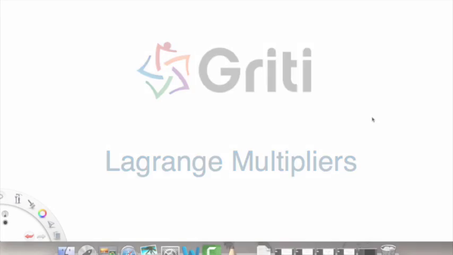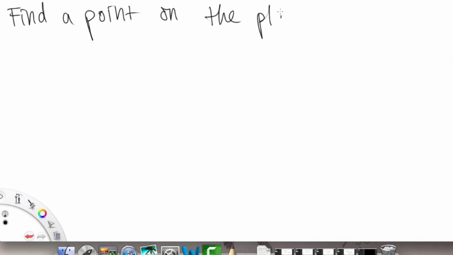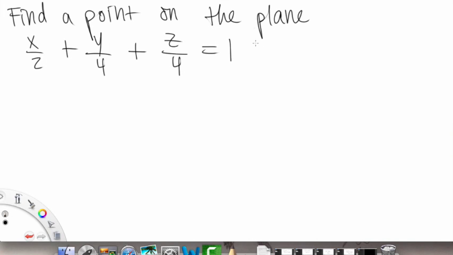You got the next. All right, so let's try an example of this. What we're going to do is find a point on the plane. So now we're starting with a plane, and I'll give you the equation for that. That's going to be x over 2 plus y over 4 plus z over 4 equals 1.